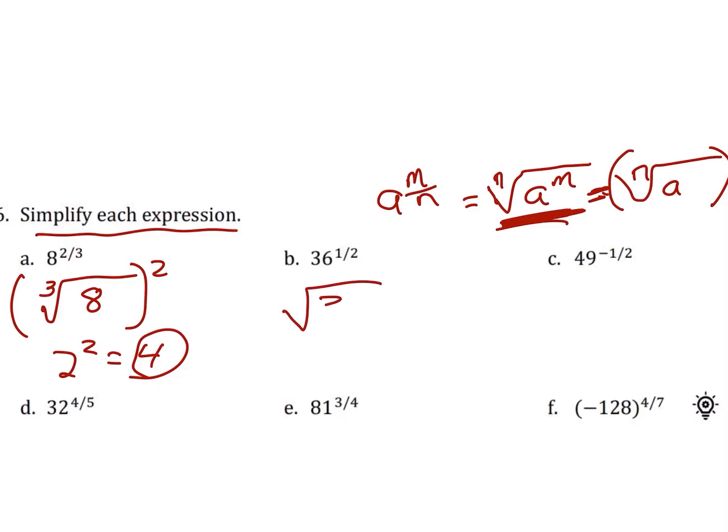All right, this one. The index is just 2, the exponent is 1, so we have the square root of 36, just 6, and we're done.